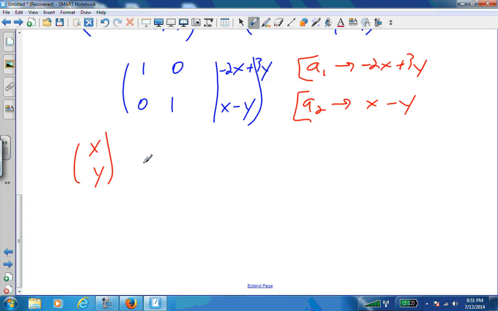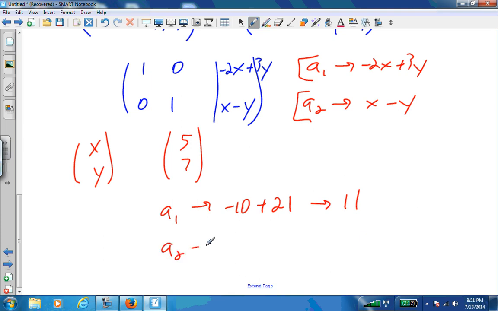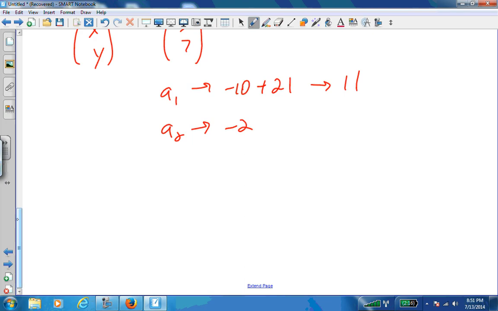For example, if we want to get 5, 7, then A1 is negative 2 times 5 plus 3 times 7. So A1 is 11. A2 is 5 minus 7, or negative 2. So let's see if that really works.